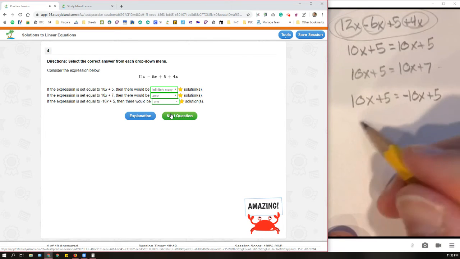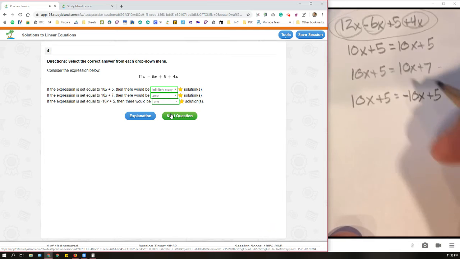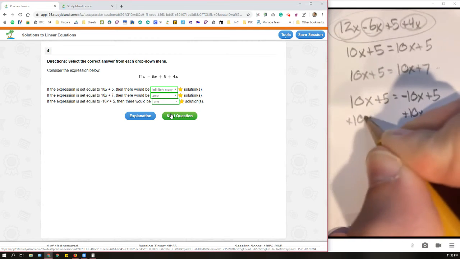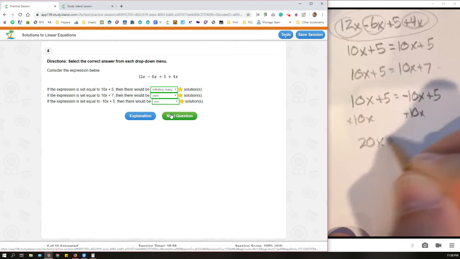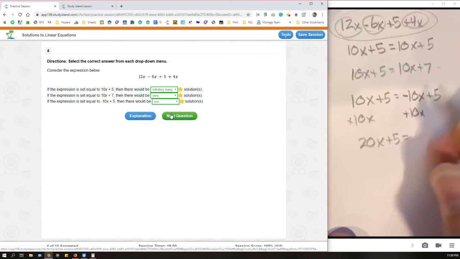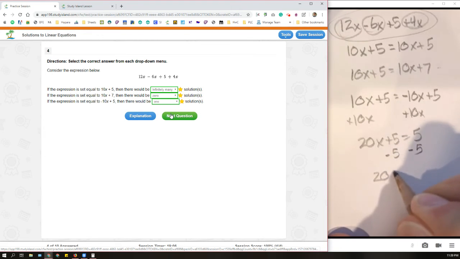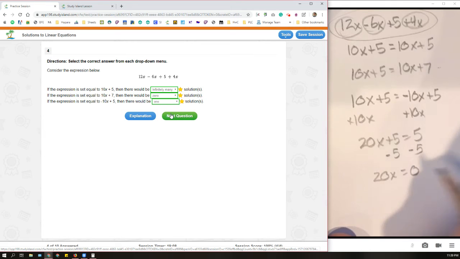Now, that being said, I do want to solve this for you in case you want to know how to solve it. You add 10x to both sides, and that gives you 20x plus 5 on the left side equals just positive 5 on the right. Then you can subtract 5 from both sides, and that gives you 20x on the left equals 0 on the right. Now, 20 times what equals 0? Well, you divide by 20 on both sides, and x equals 0.